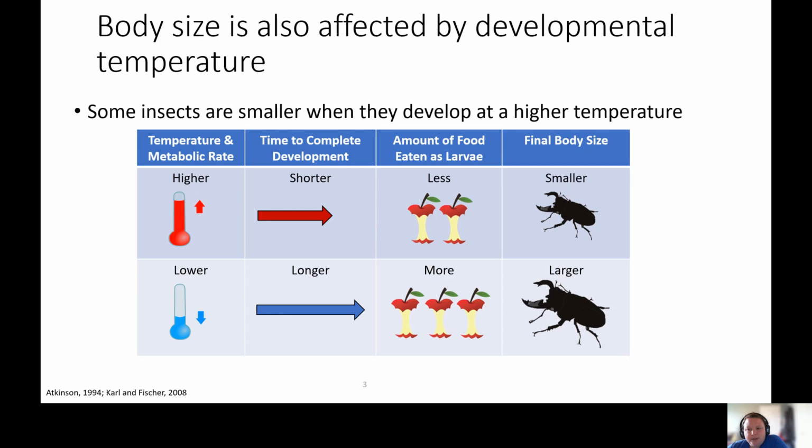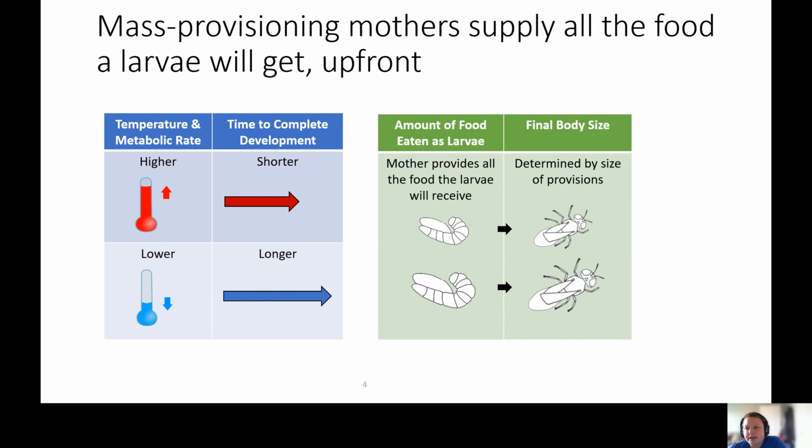The temperature size rule is applicable to insects that feed themselves, also known as self-feeders or ad libitum feeders. But what about insects whose mothers dictate how much food they get? In mass provisioning insects like bees, the mother dictates how much food their offspring get. Their body size is, again, tied to how much food they eat as larvae, but the difference between mass provisioners and ad libitum feeders is who's acquiring the food. This means there's no clear connection between temperature and offspring body size.